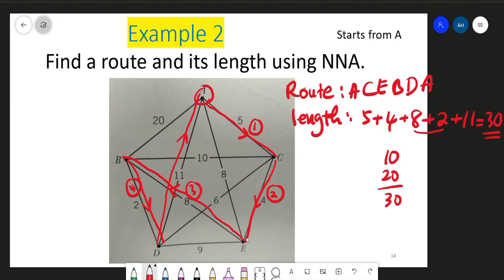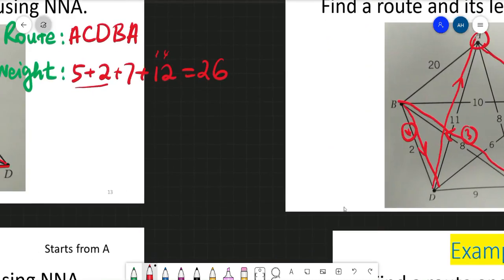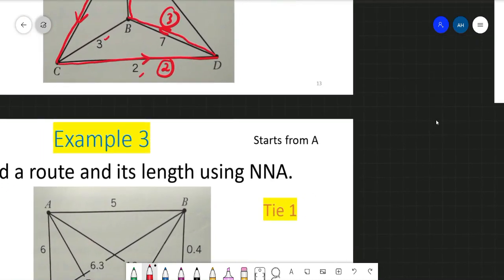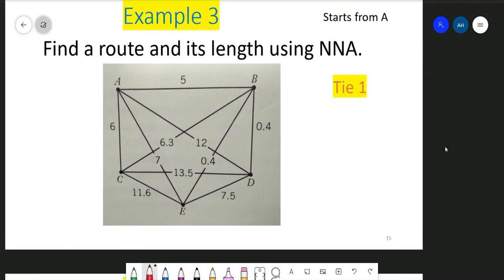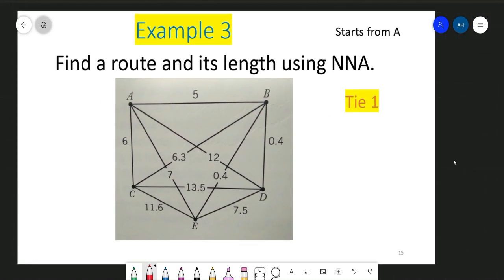All right, this is example number 2. The route is A, C, E, B, D, A, and the total length is 30. That's example number 2. Right, let's continue with example number 3. This is the graph given to us like this. Again the question is still the same: find the route and its length using the nearest neighbor algorithm. All right, let's see.